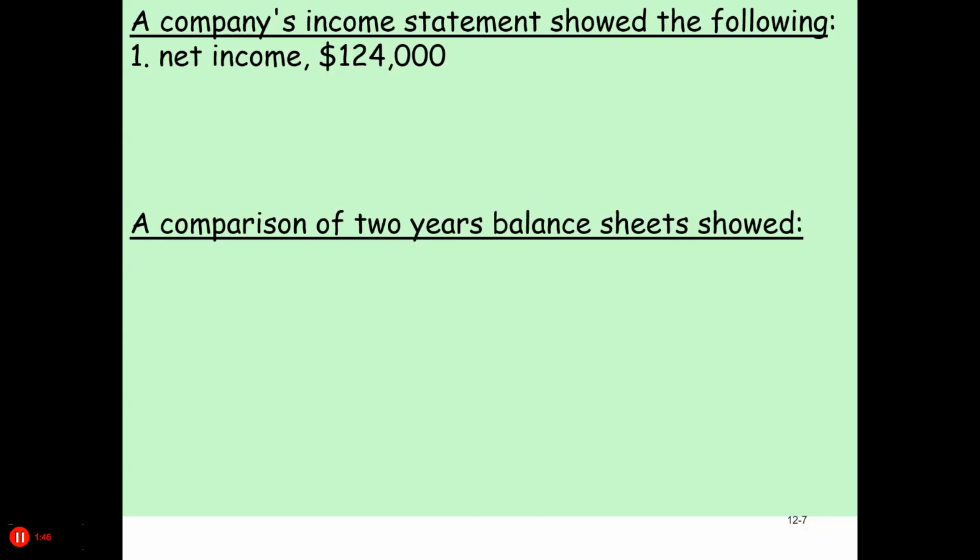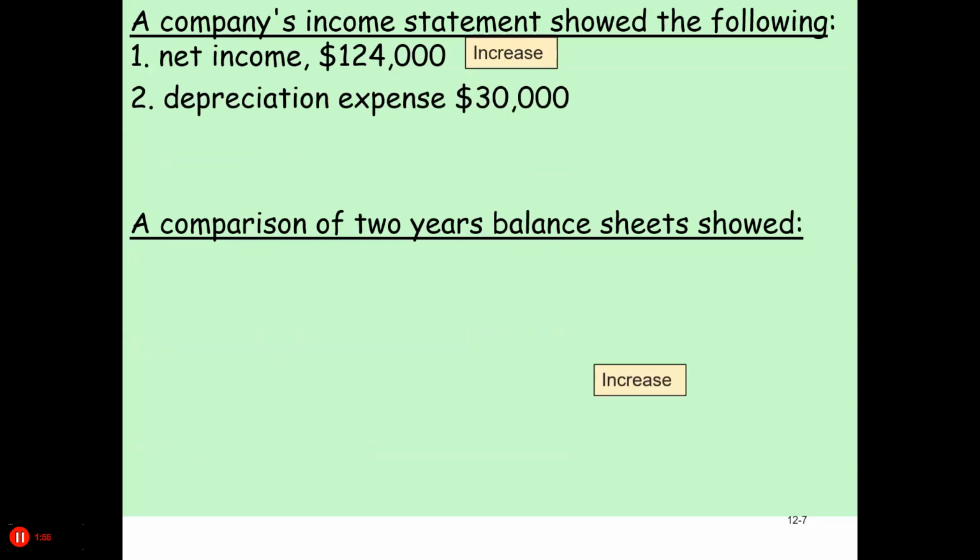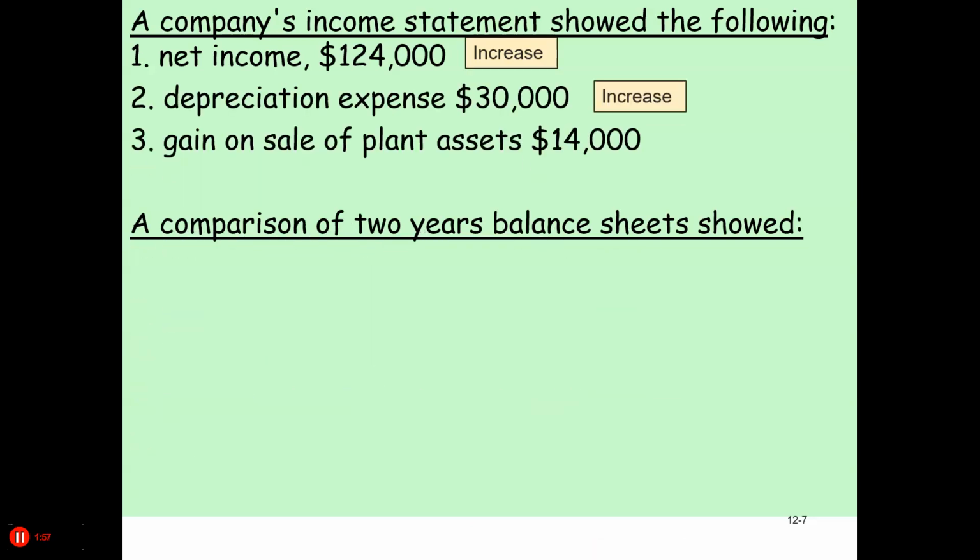So, a company's income statement showed the following. Net income, that would be an increase. Depreciation expense, that would increase. Gain on sale, we'd have to subtract that out. Now let's look at the balance sheet accounts.